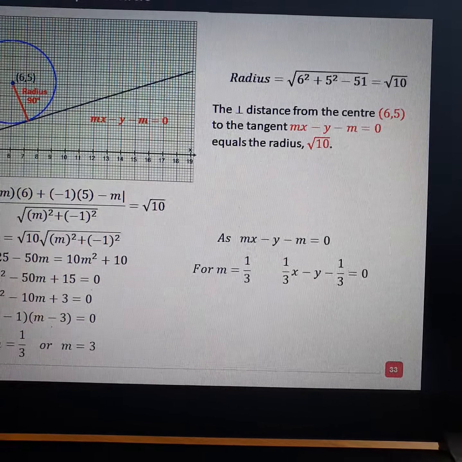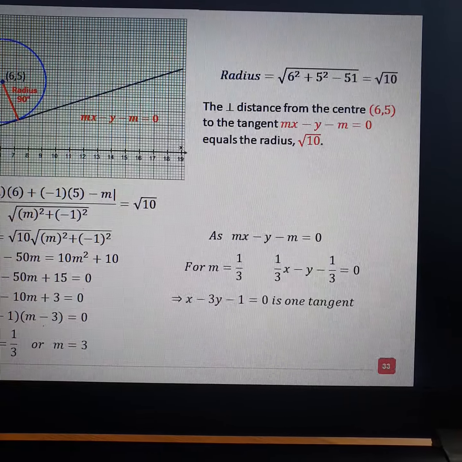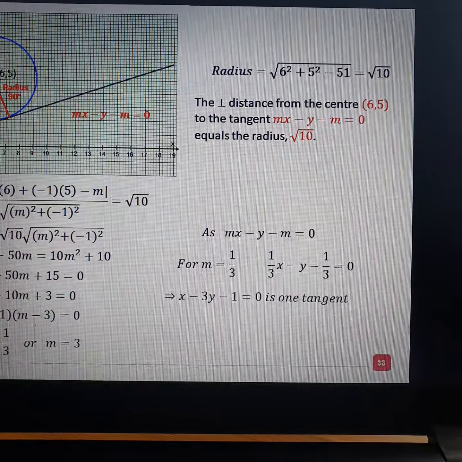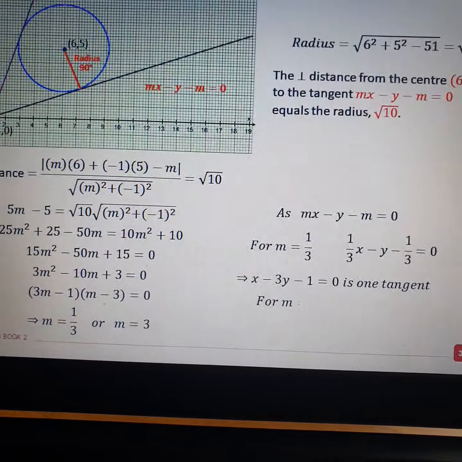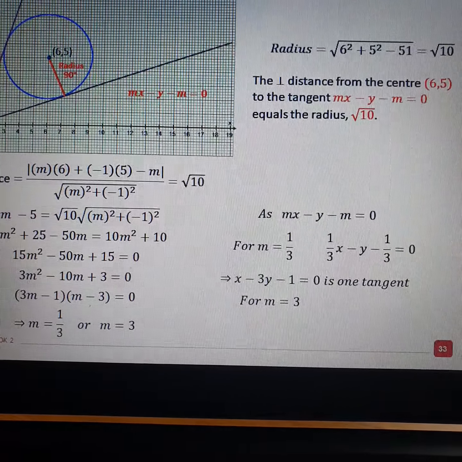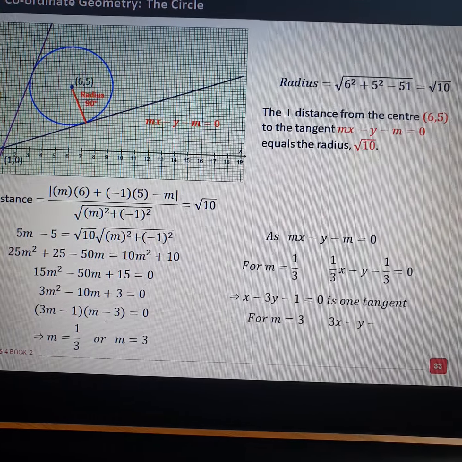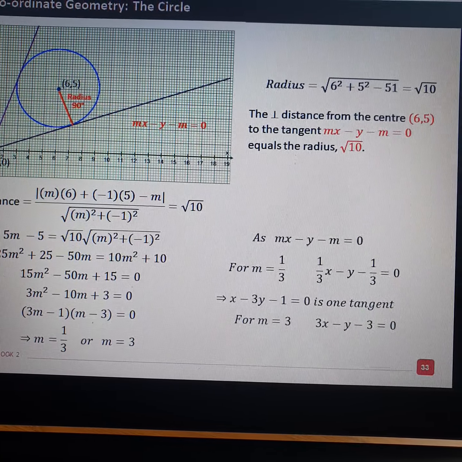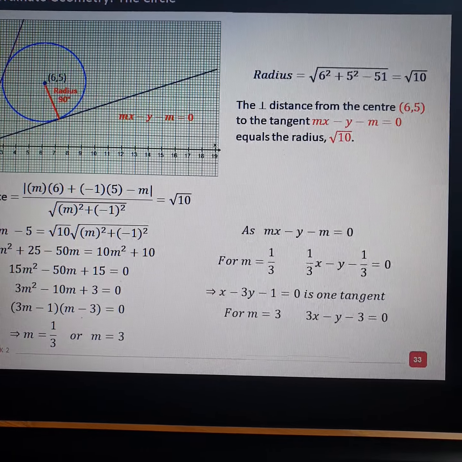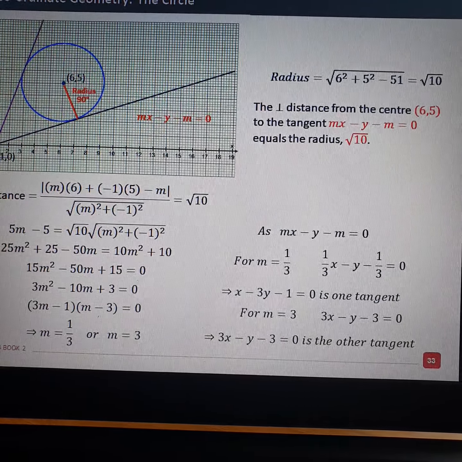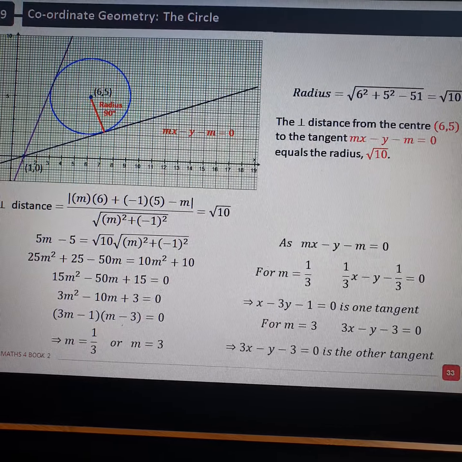So fill it in. If you want, you can just multiply across by 3 to get rid of the fraction. So we get x minus 3y minus 1 is equal to 0 to be one of the tangents. For the second one, m is equal to 3. So plug it into your mx minus y minus m is equal to 0, and that comes out to be 3x minus y minus 3 is equal to 0. So that's the other tangent then.